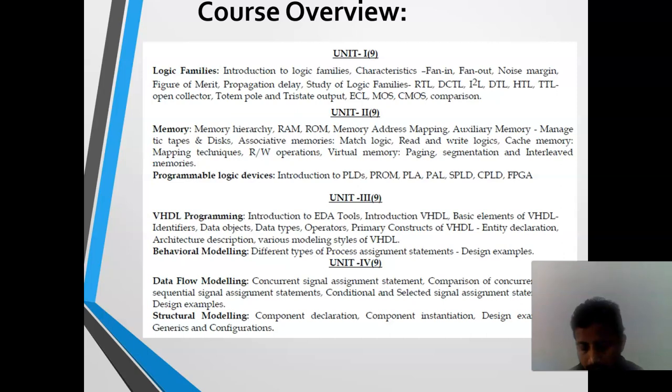And in the third unit, you will be learning about behavioral programming. Behavioral programming and behavior modeling will be discussed in the third unit. The fourth unit would be discussing data flow modeling.